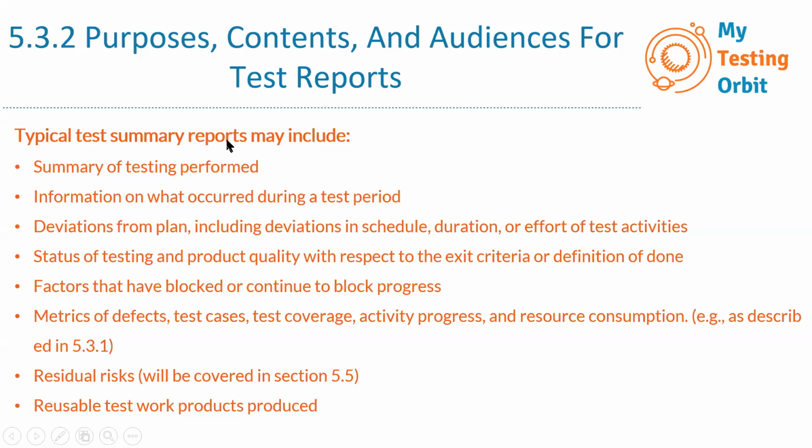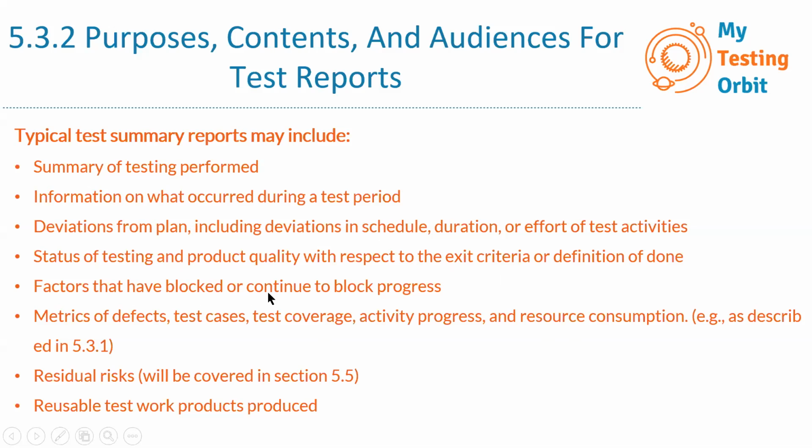As the name says, this is a test summary report, and this would be different from the test progress report, because the test progress report is provided based on the metrics collected during a test activity, while the test summary report is at the end. Then deviations from plan, including deviations in schedule, duration, or effort of test activities. Then status of testing and product quality with respect to the exit criteria or definition of done.